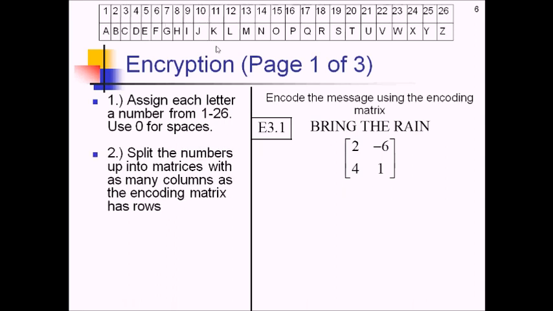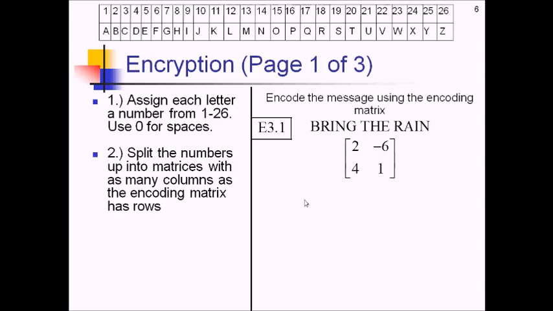Those numbers that we write out from the message, we're going to split up into matrices that each have one row and as many columns as our encoding matrix has rows. So, for example, we have 2 rows in our encoding matrix for this problem. So that means we need to group these letters in groups of 2. We're going to have a bunch of 1 row by 2 column matrices.